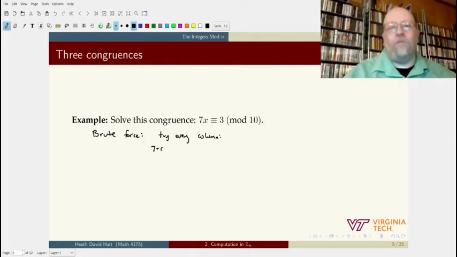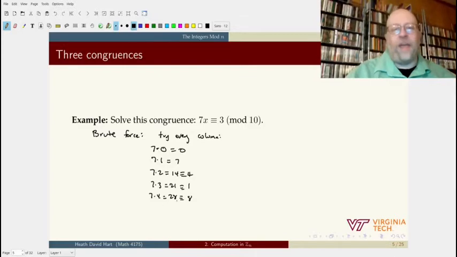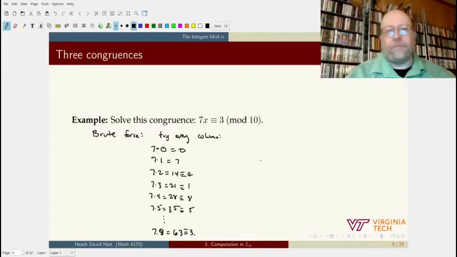7 times 0 is 0. 7 times 1 is 7. 7 times 2 is 14, which is equivalent to 4. 7 times 3 is 21, which is equivalent to 1. 7 times 4 is 28, which is equivalent to 8. 7 times 5 is 35, which is equivalent to 5. So on and so forth. After some point, you get kind of tired of doing this, but you get to the very end, and 7 times 9 is 63, and that's congruent to 3. And so x turns out to be 9.